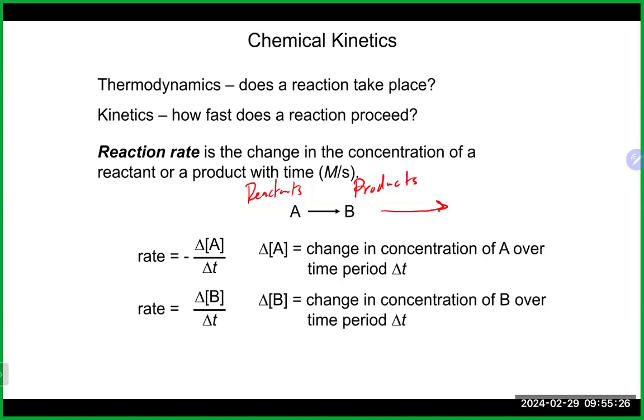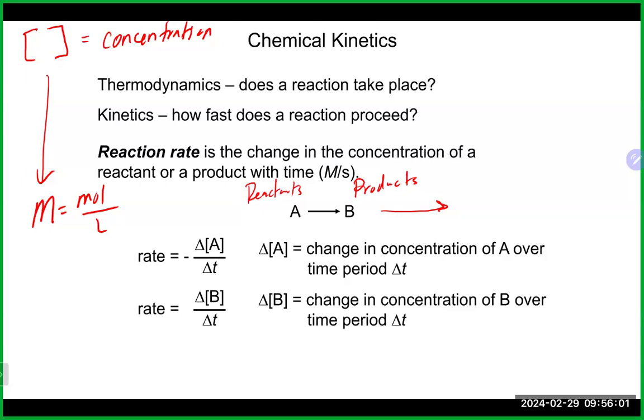So in reactions, we look at the change in concentration over time, and the units there are molarity over seconds. When we see a bracket like this, it means concentration. Usually our concentration unit is molarity, which is moles per liter, right? That is typically the unit of concentration that we deal with. So for a reaction like this, we could write what is sometimes referred to as a rate expression.